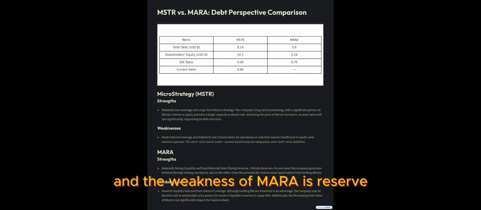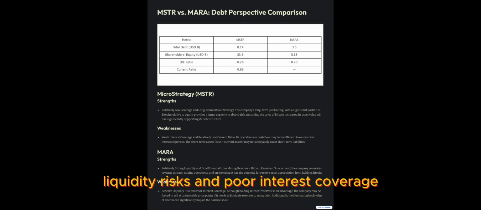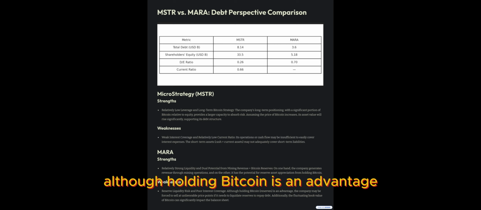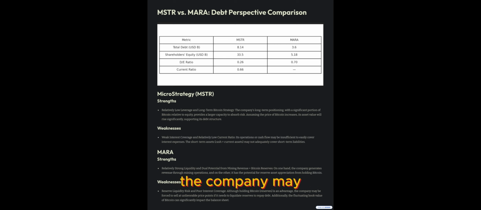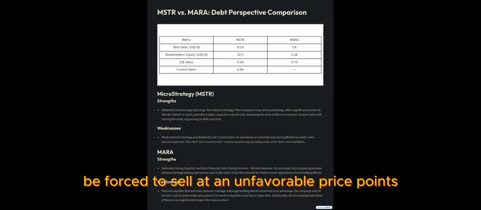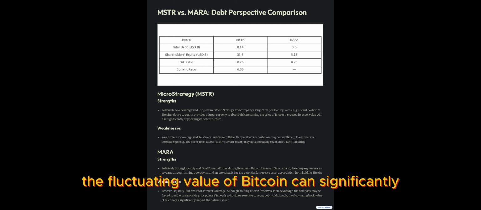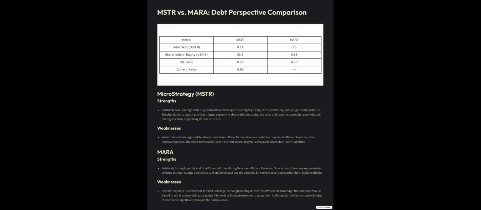And the weakness of MARA is reserve liquidity risk and poor interest coverage. Although holding Bitcoin is an advantage, the company may be forced to sell at an unfavorable price point if it needs to liquidate reserves to repay debt. Additionally, the fluctuating book value of Bitcoin can significantly impact the balance sheet.